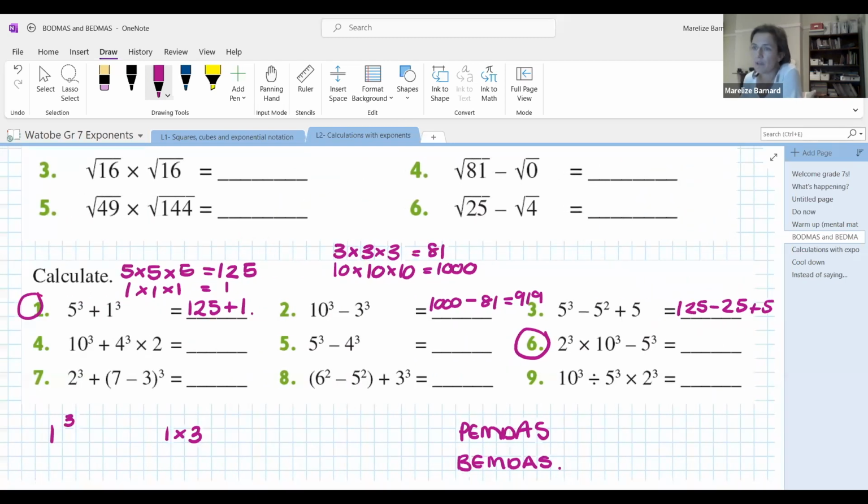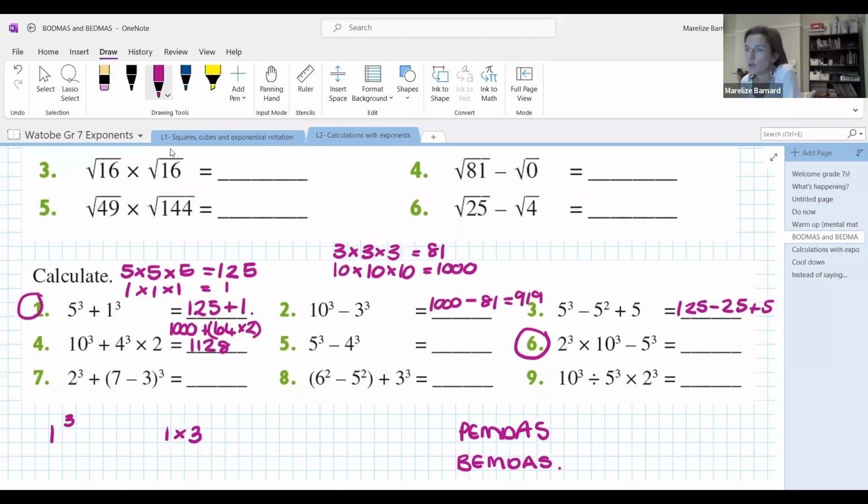10 to the power of 3, we said, was 1,000. And 4 to the power of 3, that is going to be 64 times by 2. So this part we're going to have to do first. So 1,000 plus 64 times 2 is 128. So that's 1,128.